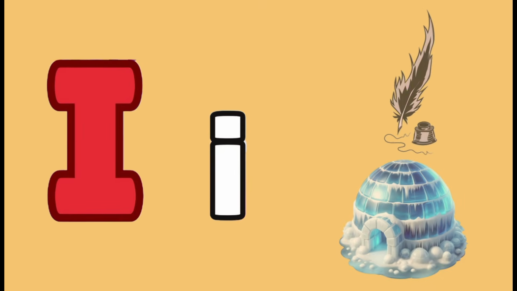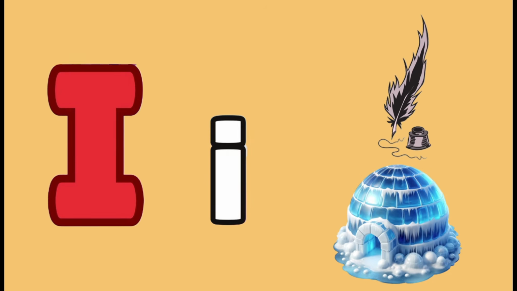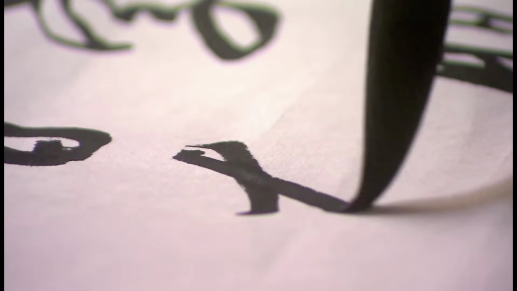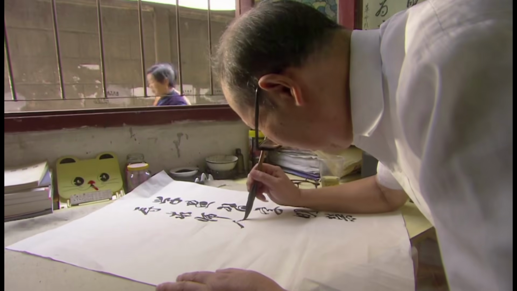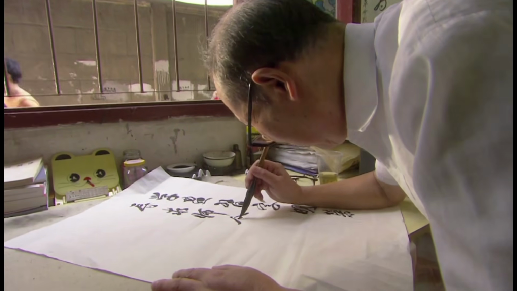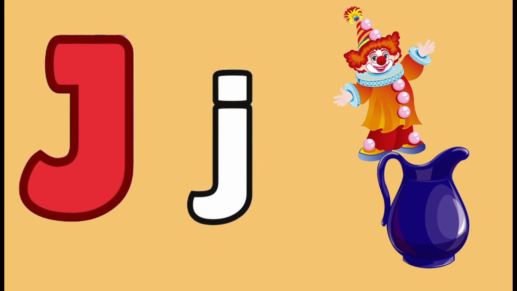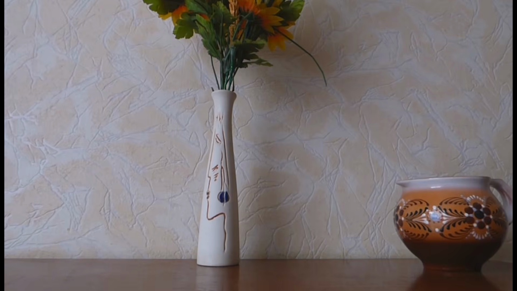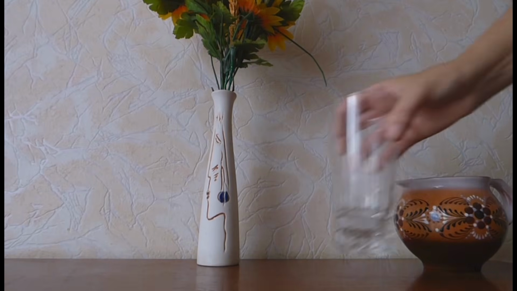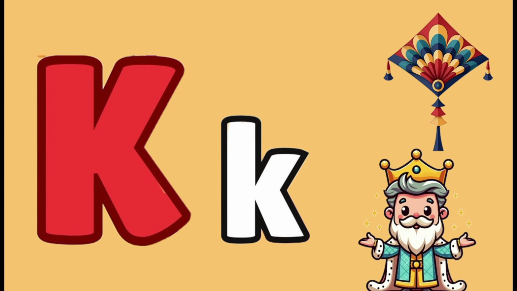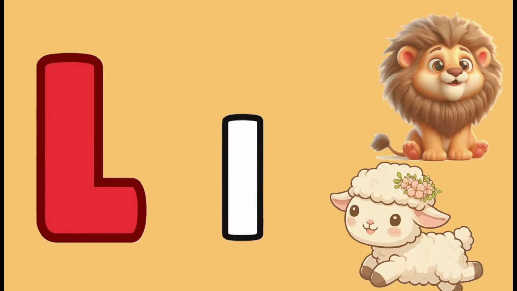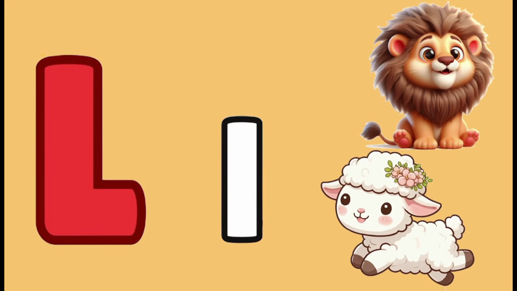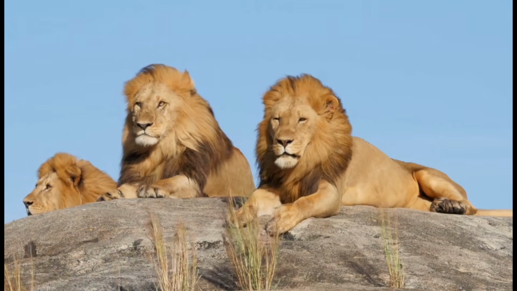I for ink, I for igloo, ah ah ah. J for joker, J for jug, ja ja ja. K for kite, K for king, k k k. L for lion, L for lamb, la la la.